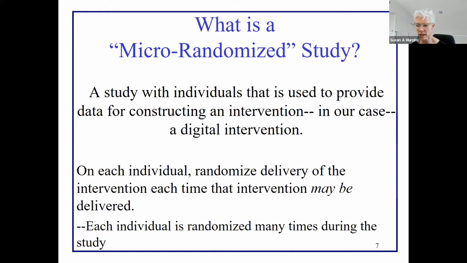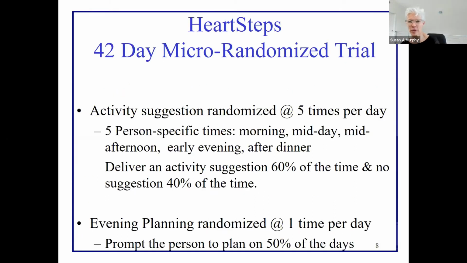So it's all about constructing a mobile app. And what happens is, on each individual, every time you might potentially deliver an activity suggestion, you randomize them. That means each individual, and I'll explain what I mean by randomization, is randomized hundreds and hundreds of times. Actually, I have to tell you guys, every time you go on the web and you access Google or any of these web interfaces, you're being randomized hundreds and hundreds of times.